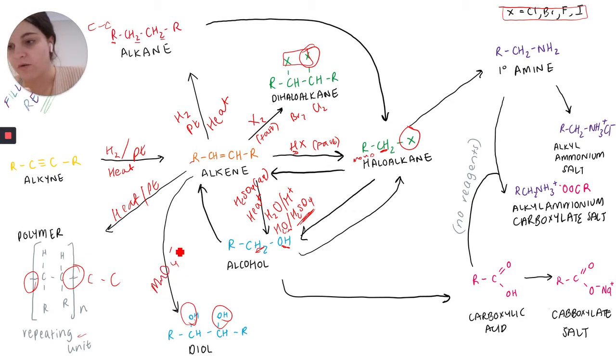We use permanganate, which must be acidified, and remember we needed to reflux this, so heating it up but keeping it sealed. So we reflux that to form the diol. That is oxidation.